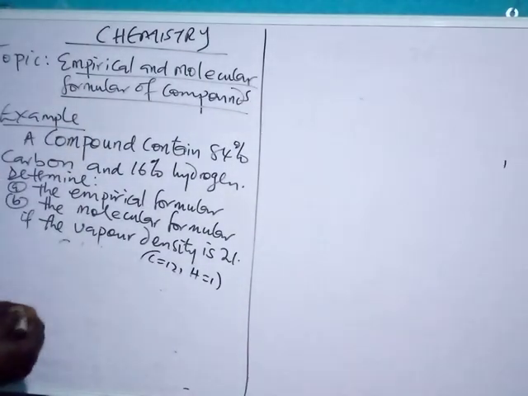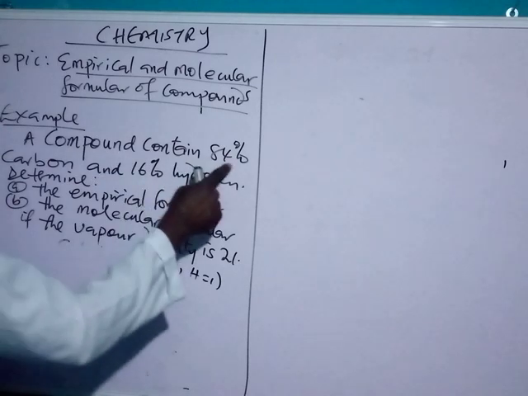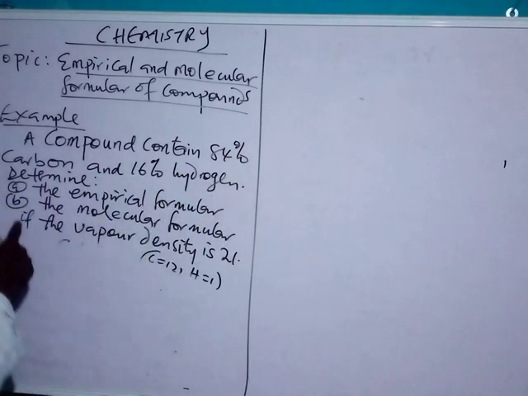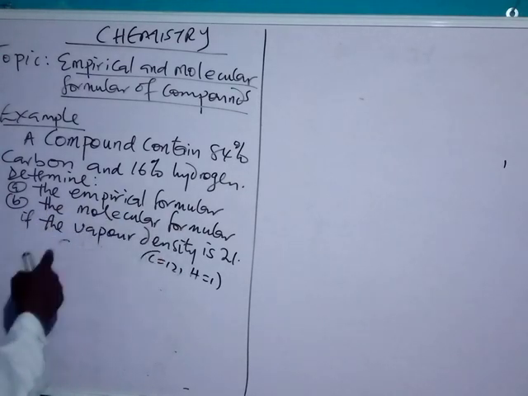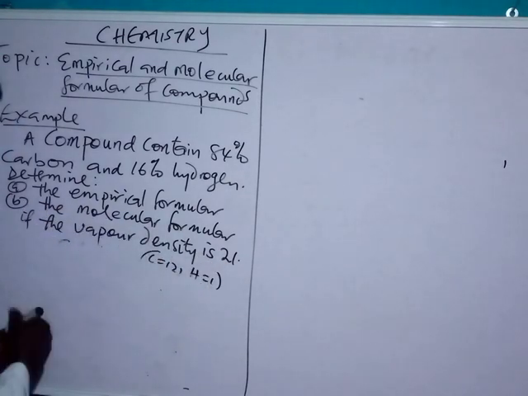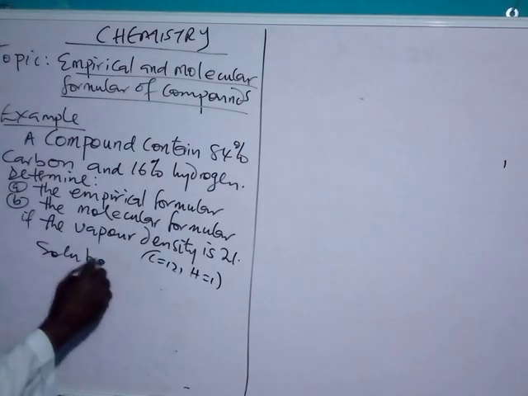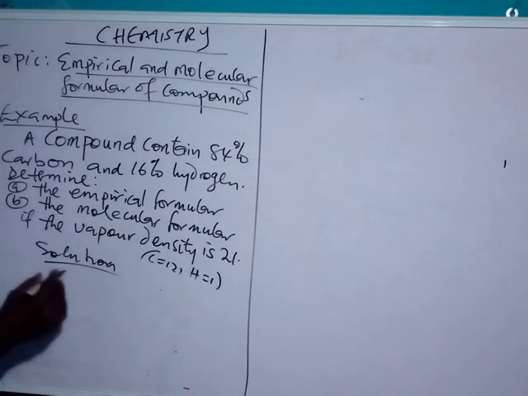Now, look at a typical example. A compound contains 84% carbon and 16% hydrogen. Determine A, the empirical formula, B, the molecular formula if the vapor density is 21. To carry out this calculation, what you simply need to do, separate the compound first. I mean the elements.